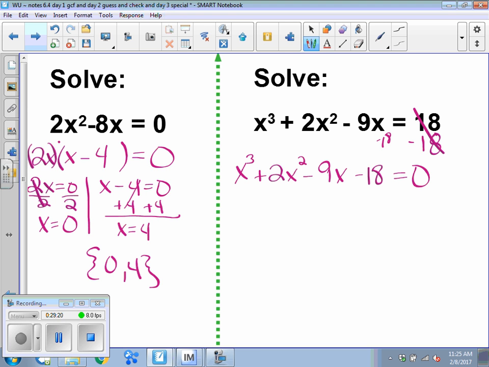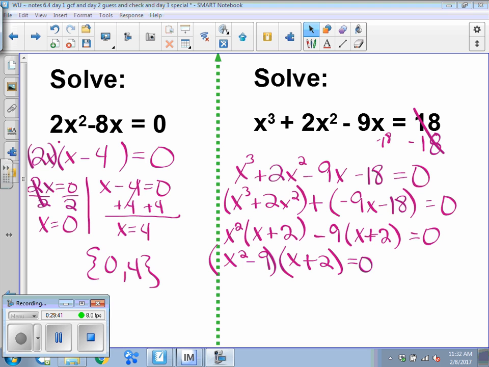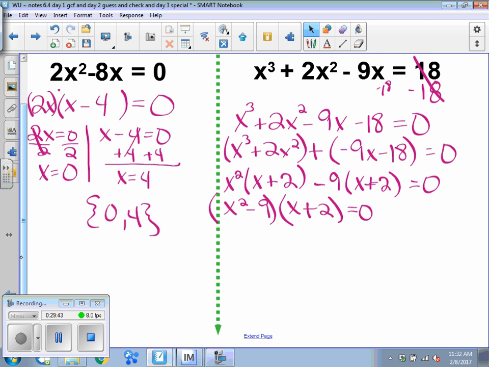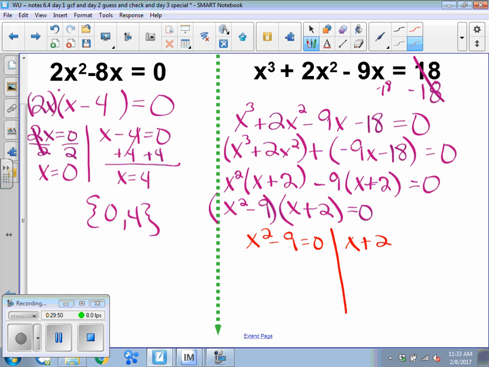Now, do I have a greatest common factor for all 4 terms? No, I don't. So what do I have? I have 4 terms. What method? Grouping. You're going to do grouping. And your grouping will end up with binomial times binomial. You'll set each one equal to 0 and solve. Okay, so now I take each factor and set it equal to 0. So I have x squared minus 9 equals 0, and x plus 2 equals 0.